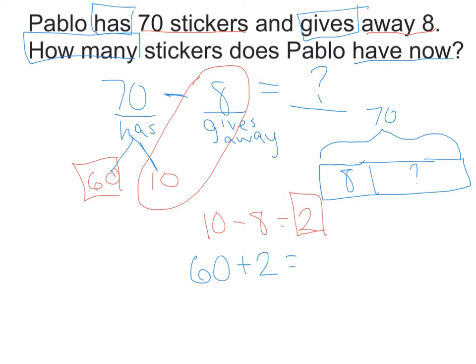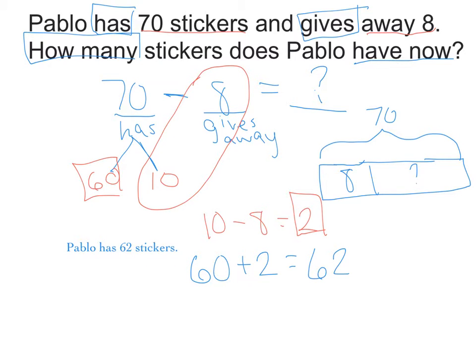Okay, so now I have 60 plus 2, which is so much easier to solve. 60 and 2 ones. So Pablo, if I wanted a full sentence here, it would be: Pablo has 62 stickers. Okay, and he does. Pablo has 62 stickers. So those are our strategies.